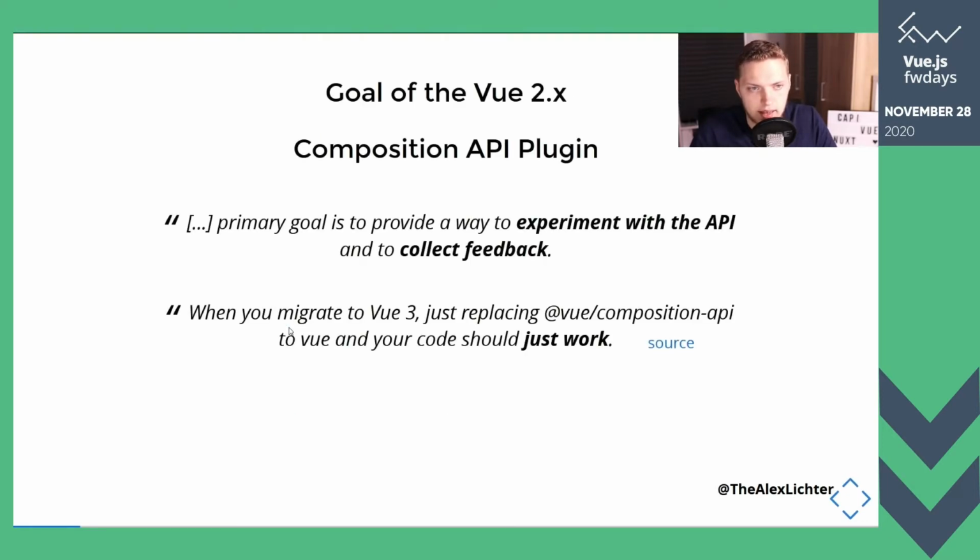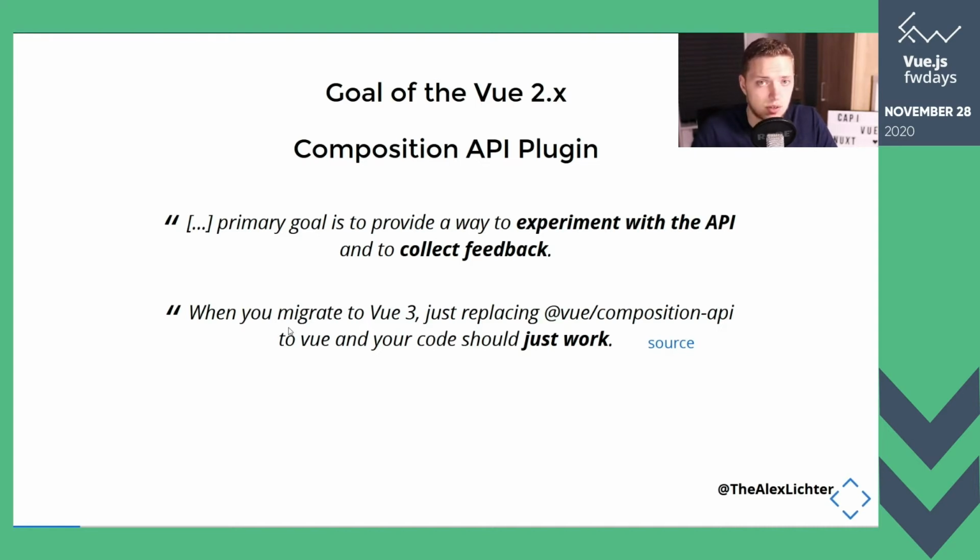So let's take a look at the goals of the Vue 2.x composition API plugin. And these are mainly from the README here. That states that the primary goal is to provide a way to experiment with the API and collect feedback. So this definitely makes sense, right? People can try the API out and give feedback. Especially this was important during the RFC process where the API was still in the making. But right now it's still important, so Vue 2.x projects can taste a bit of composition API.